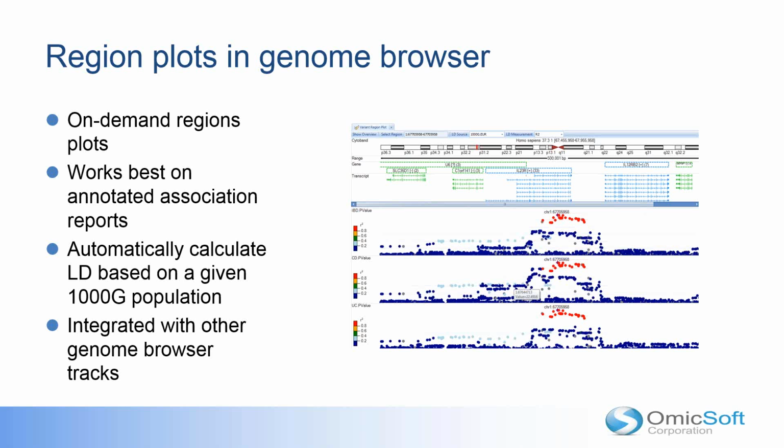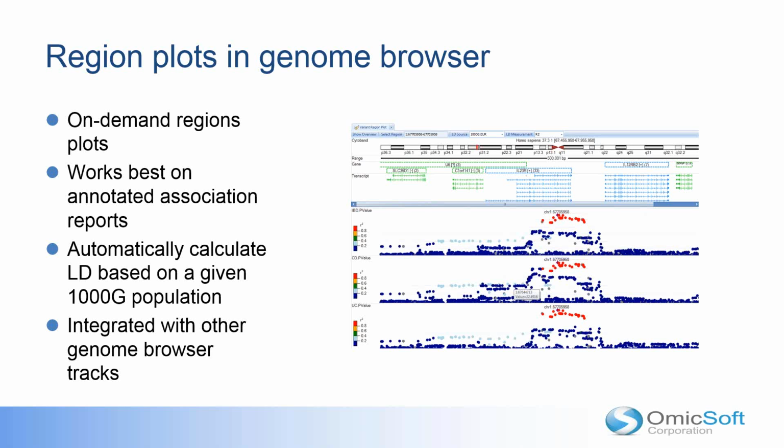So one analytic part of this module is that we'll automatically calculate LD based on a given 1000 Genomes population. So it could be European or East Asian, or a population of the choice. And the user can choose R square or D prime or haplotype based R square to do these region plots. Because it's a genome browser track, it's also integrated with other tracks.